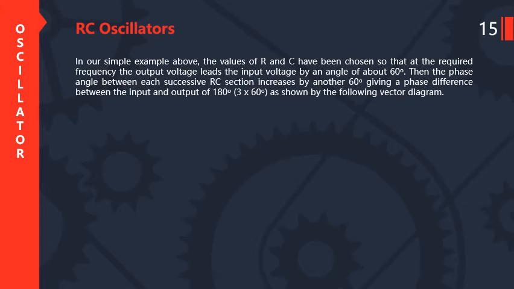मतलब एक जो हमने RC सेक्शन बनाया हुआ है वो 60 डिग्री का फेज शिफ्ट कर रहा है। अगर हमें 180 डिग्री करना है तो हमें 60 का लगाएंगे, 60 प्लस 60 120 प्लस 60 तो 180 डिग्री। तो ऐसे में 3 नेटवर्क लगाने पड़ेंगे। Then the phase angle between each successive RC section increased by another 60, giving a phase difference between the input and output of 180 degree, 3 multiply 60 as shown by the following vector diagram.